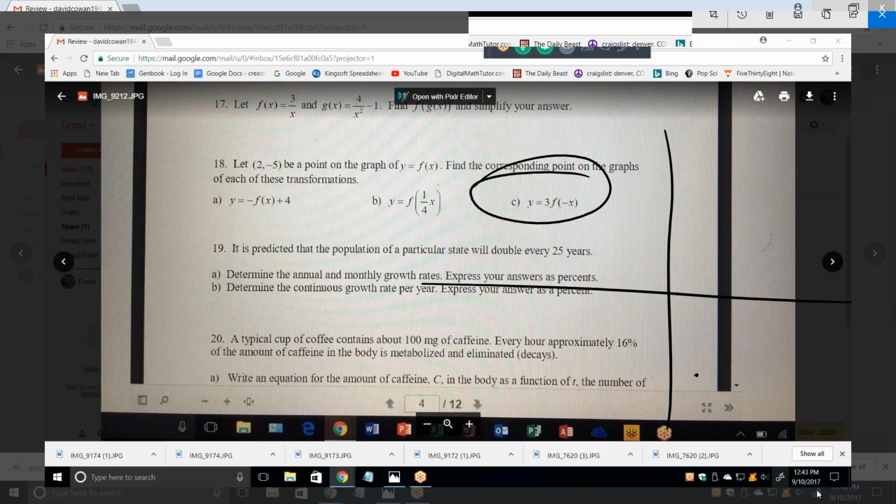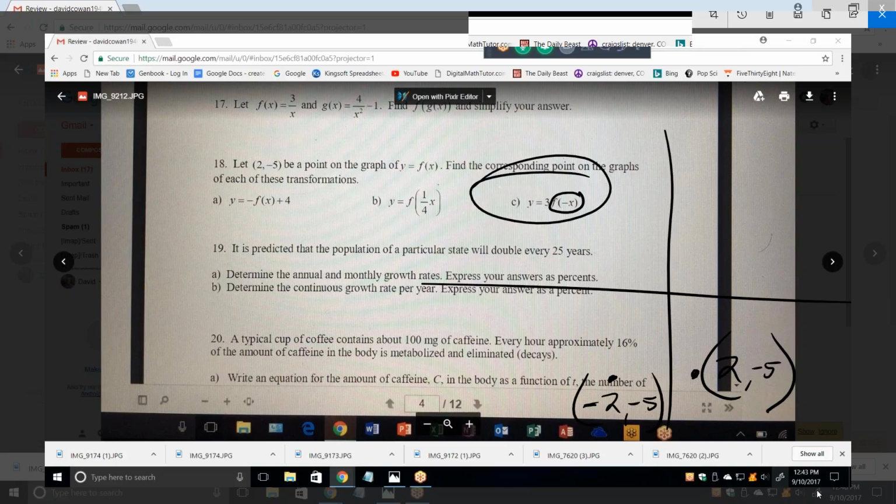Let's look at this one right here. I'm again going to put my point on there. That 2, -5. Now, if I multiply that in, well, always do your negative signs first. So what's that? What's f of negative x? It would be -2. Yeah, very good. In other words, that point is -2, -5.